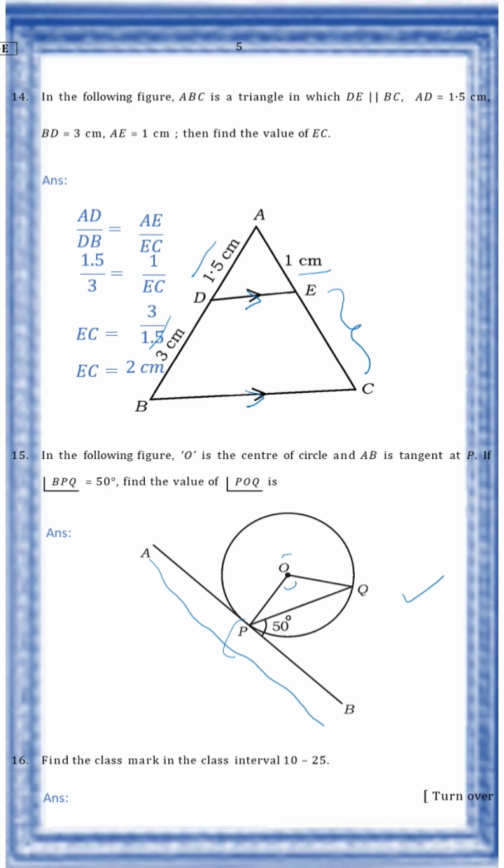We all know that a tangent and the radius are perpendicular to each other. We know that angle OPB is 90 degree. Why? At the point of contact, radius and tangent are perpendicular. So angle QPO is equal to 90 minus 50, that is 40 degree.